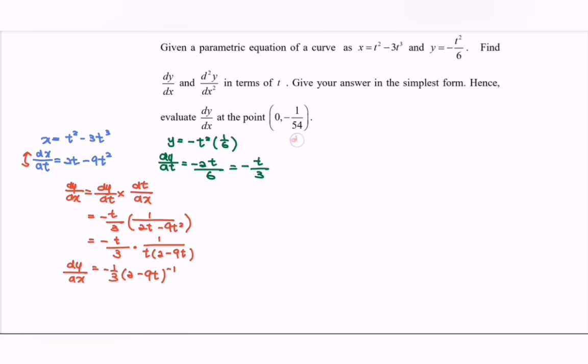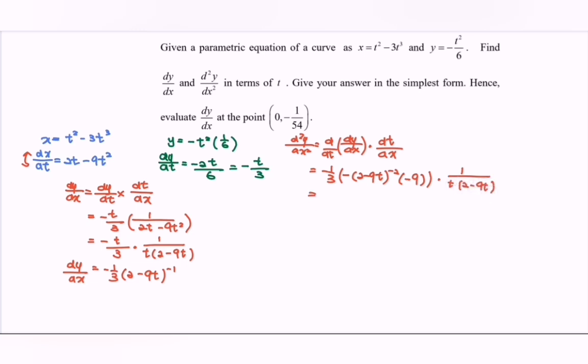Continue. For the second derivative, we have the formula. Differentiate dy/dx with respect to t, multiply with dt/dx. So differentiate dy/dx. First we have negative 1 over 3, bracket, negative, bracket, 2 minus 9t to the power negative 2. Differentiate the internal function and we have negative 9. Multiply, we have dx/dt become dt/dx. So where we have 1 over t, bracket, 2 minus 9t.